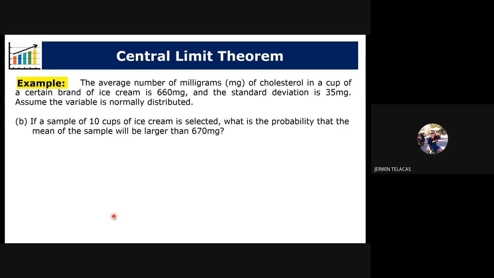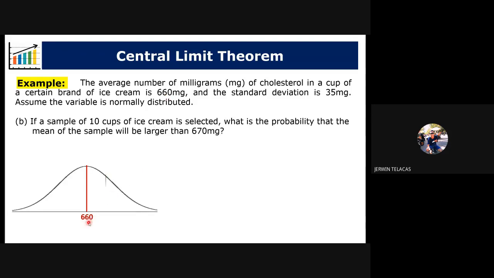Pero kung wala ito, tingnan nyo sa problem, nakalagay doon, no? Assume the variable is normally distributed. Kung wala yan, halimbawa, hindi naka-specify doon sa problem na normally distributed yung population natin, 10 cups lang yon, hindi na natin pwedeng gamitin si central limit theorem. Kasi less than 30 yan. Okay, but in this case, kahit less than 30, pero galing naman sa normal population, we can still apply the central limit theorem. Okay, so let's just again illustrate.